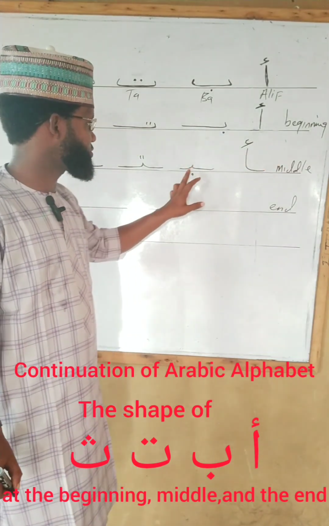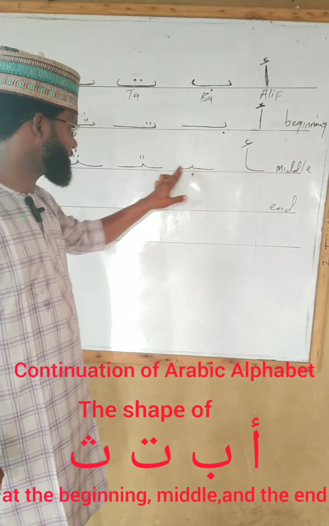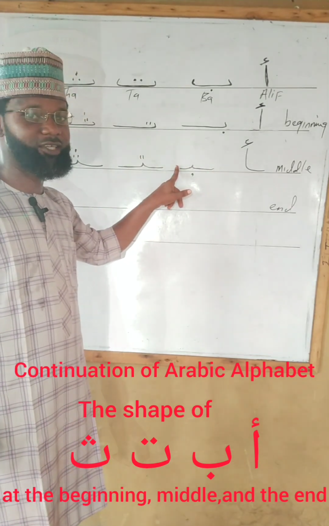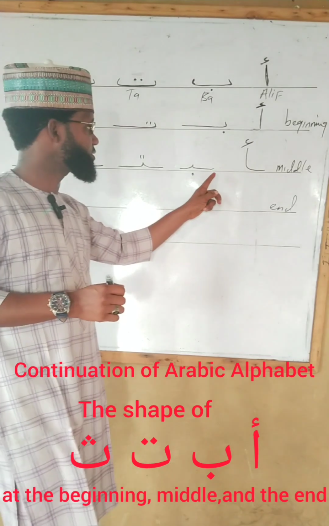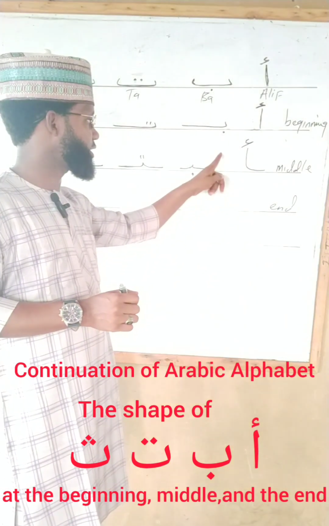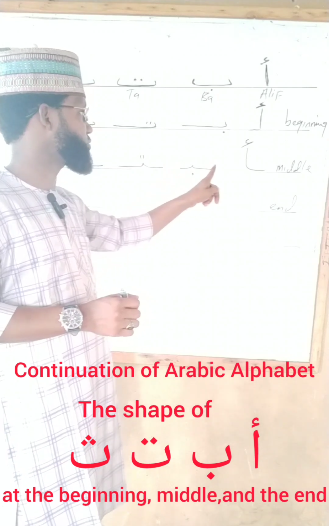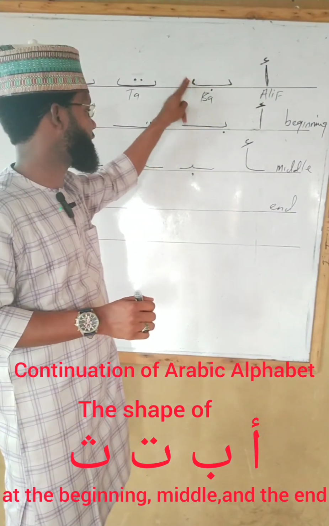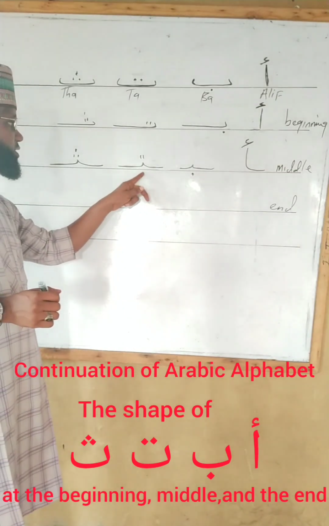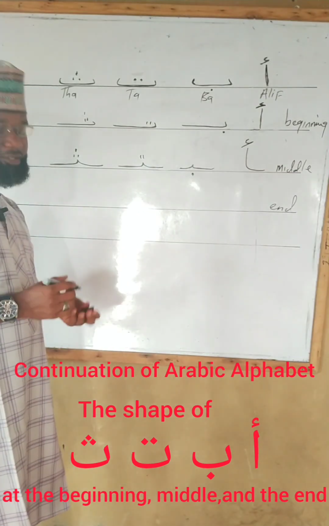Then at the middle, you see it shoots up like this. Then it comes. Meaning here you can add an alphabet. Here also you can add the letter. So at the middle now you see here is open, here is open. Why? For you to be able to join an alphabet here and also here. That is why here is not curved like this and this. Then it shoots up. The same thing with ta and tha.